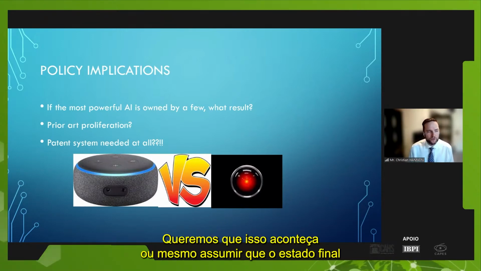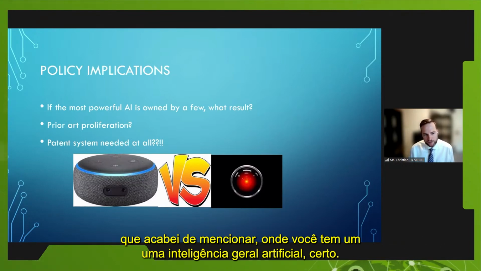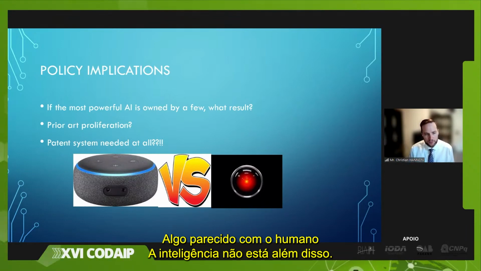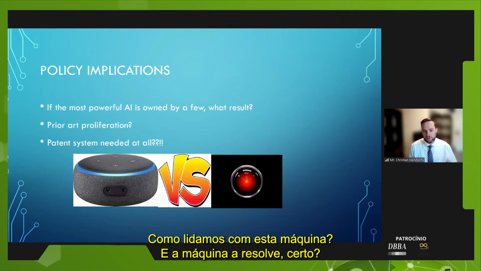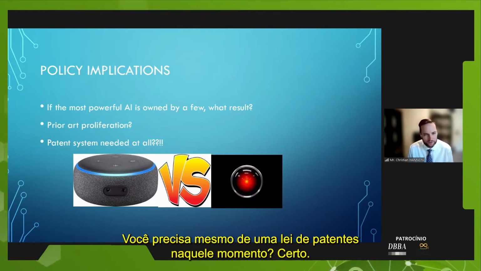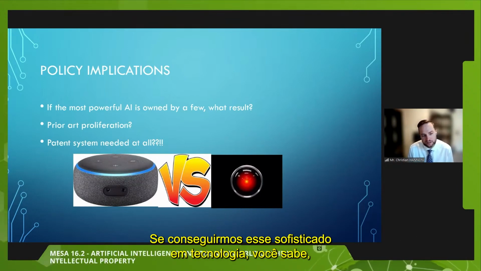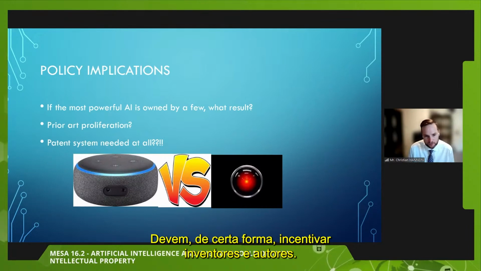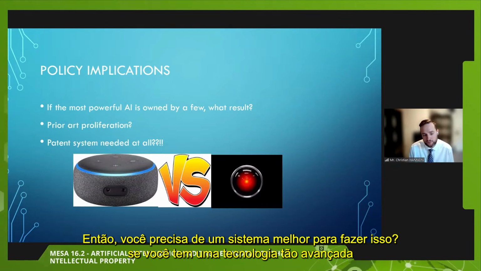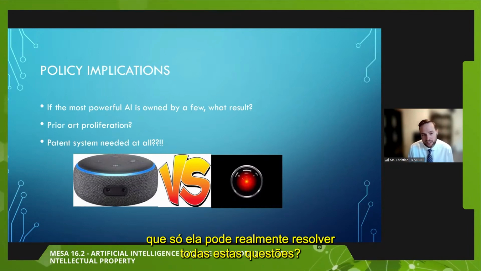Or even assume the ultimate state that I just mentioned, where you have an artificial general intelligence, right? Something akin to human intelligence, if not beyond that, and you can just tell it, hey, look, we've got climate change, we've got food shortages. How do we deal with this? And the machine solves it, right? Do you even need patent law at that point? If we get that sophisticated in our technology, after all, at least in the U.S., the underpinnings of the system are to incentivize inventors and authors. So, do you need a patent system to do that if you have such an advanced technology that it alone can really solve all of humanity's issues?